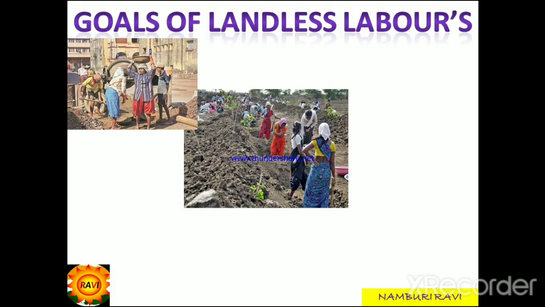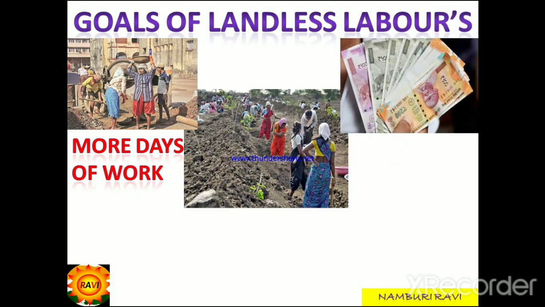Under the developmental goals of landless laborers, the first developmental goal is more days of work. Generally landless laborers get work in a week for 4 days or 5 days. Sometimes in a week they get work for only 2 days. That is why their first expectation is that they should get work each and every day, that is, all 30 days in a month, all 7 days in a week. That is the first developmental goal of a landless laborer.